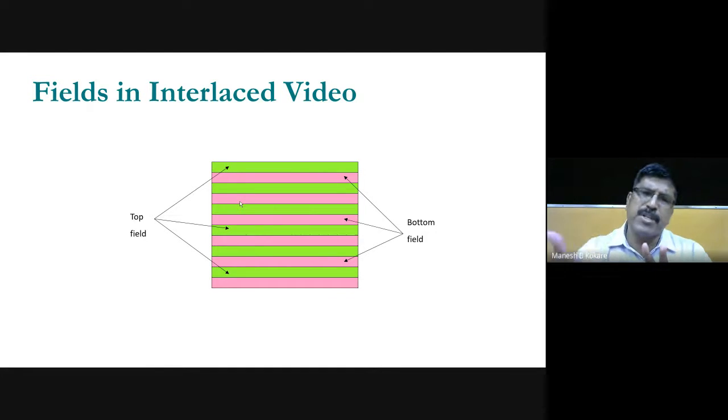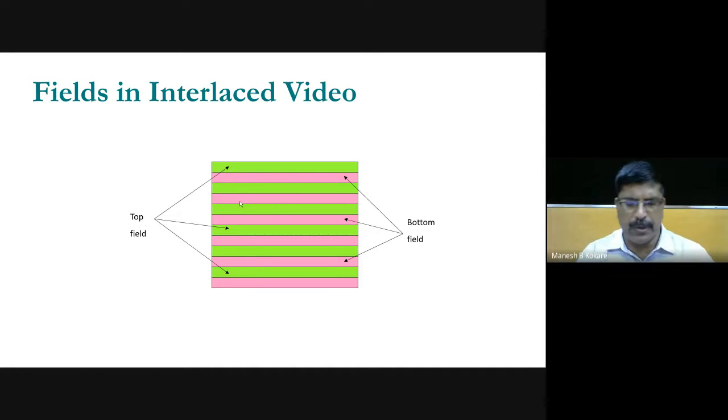How many frames are there in the PAL standard? There are 25 frames. So how many fields will there be? 25 into 2, because in every frame there are two fields. So there will be 50 fields, and these 50 fields match the 50 hertz line frequency, which avoids the flicker noise in the Indian scenario.